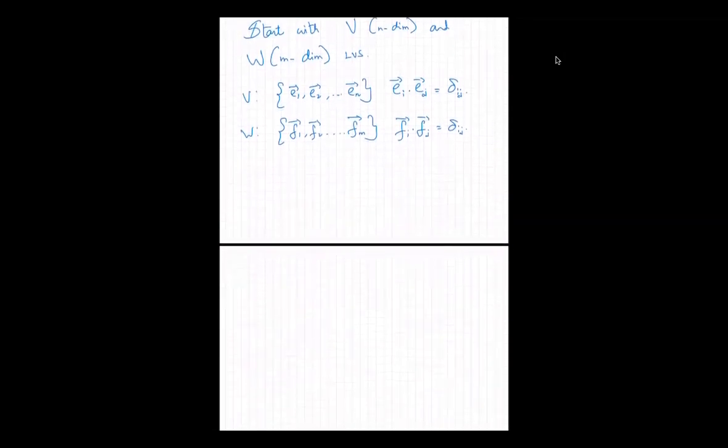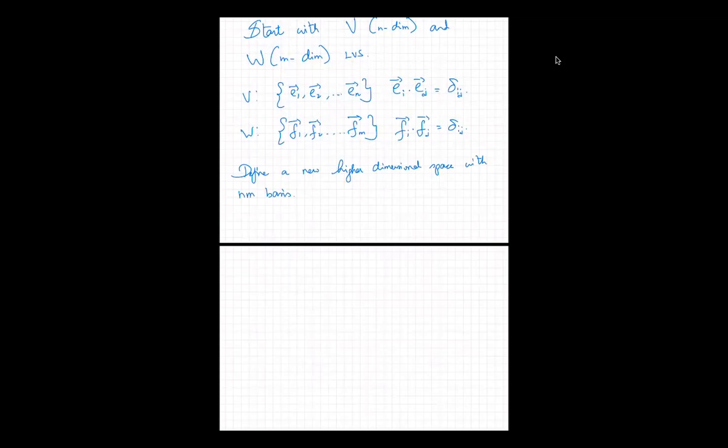Now we define a new direct product space, which is a new higher dimensional space with nm basis vectors, n times m basis vectors. Unlike in the direct sum case where the higher dimensional space was n plus m dimensional, in the direct product case, the higher dimensional space is nm.